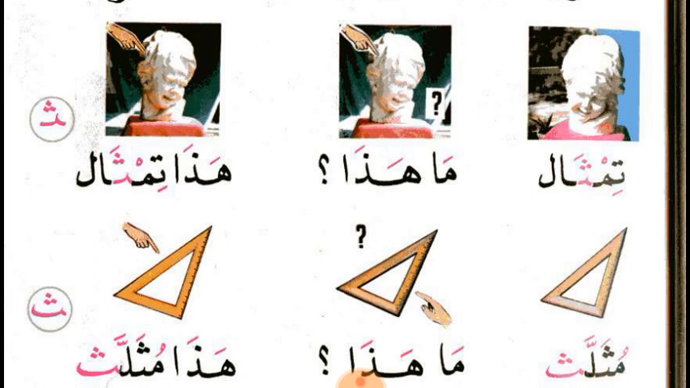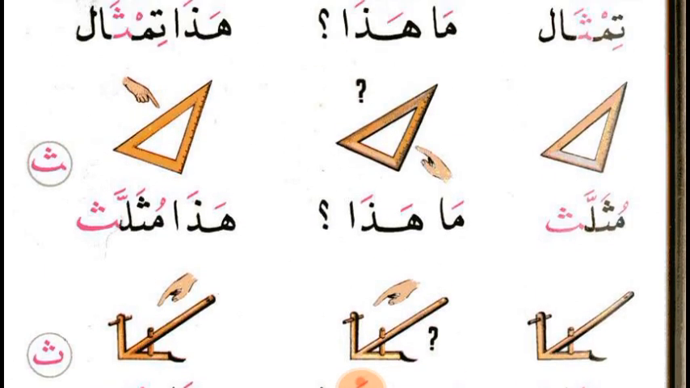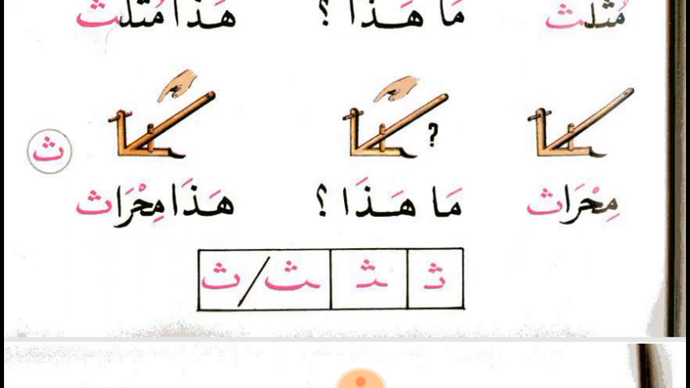What is this? Muthallath. Muthallath means triangle. Okay, this is a triangle. Mihrath. What is Mihrath? Mihrath means plow.